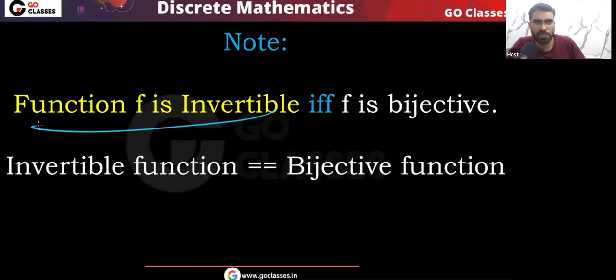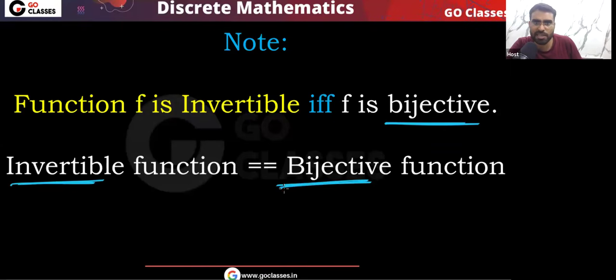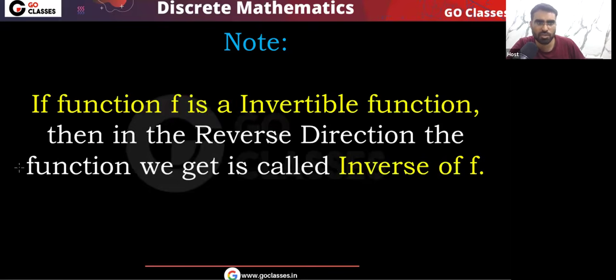So remember, f is invertible if and only if it is bijective. So invertible and bijective are the same. If they ask you, is f invertible, you just have to check, is f bijective? These two things are the same. And remember, if f is invertible, meaning f is bijective, then how to find the inverse of f?